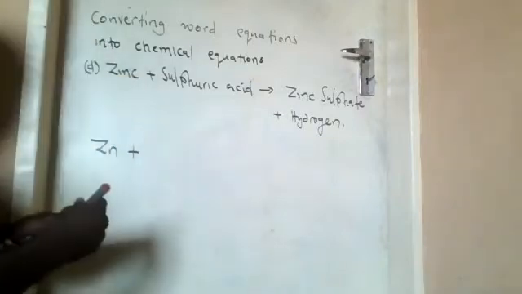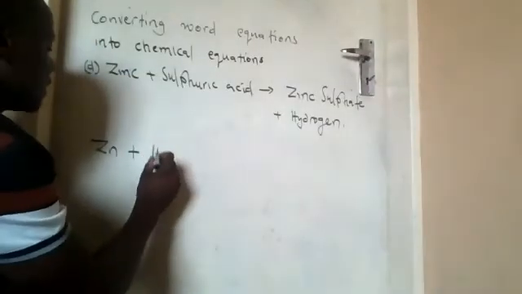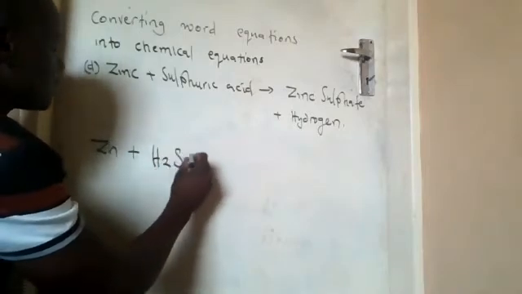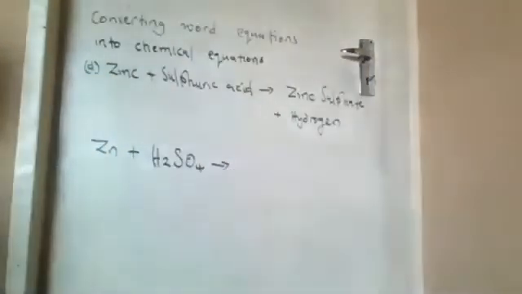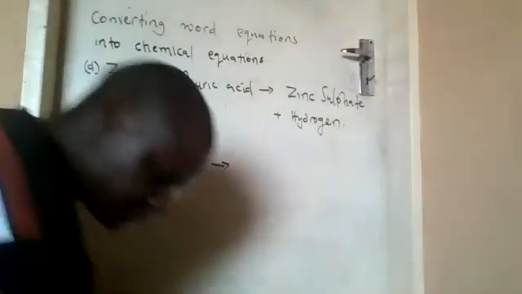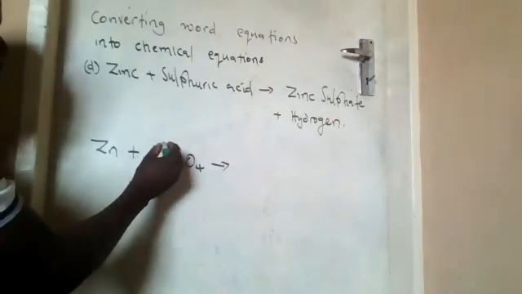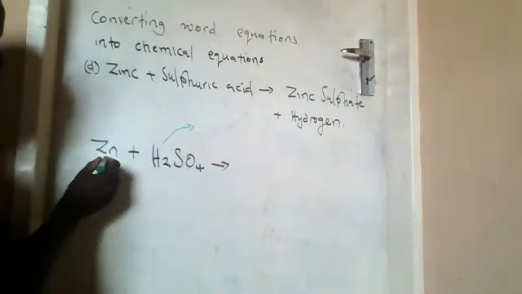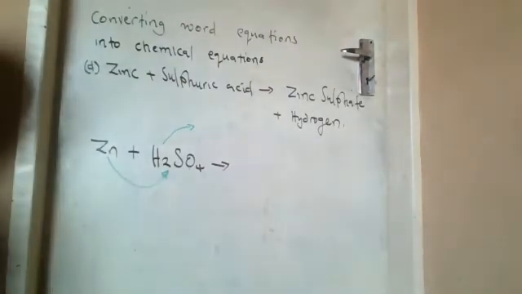So it's zinc plus sulfuric acid, which is H2SO4. What are we forming? We are forming zinc sulfate. So what happens here is this hydrogen will be removed, and then the zinc goes to occupy the place. And that is what happens.